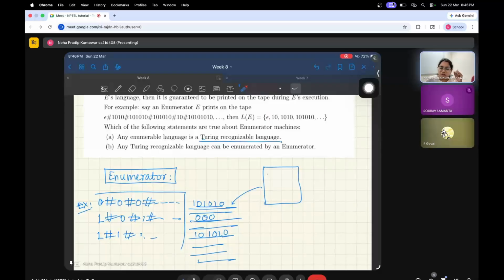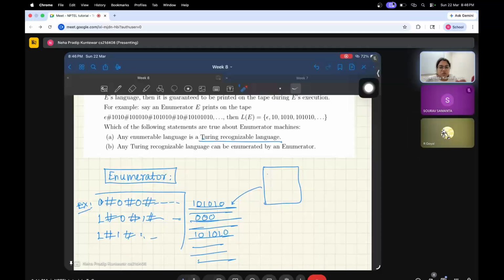I don't understand what kind of enumeration as in. Because its name is enumerator, so it must be enumerating something, isn't it? Yeah, it's enumerating some language, some subset of strings. Oh, I see. Random strings.